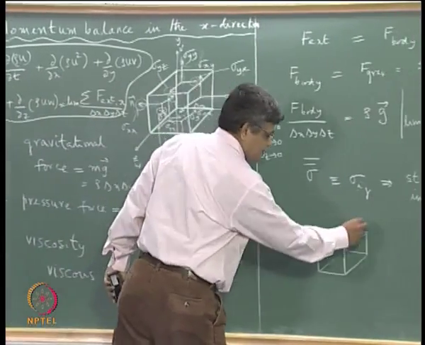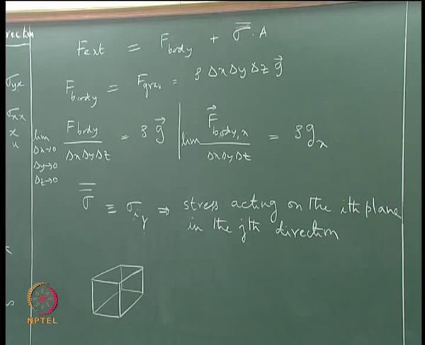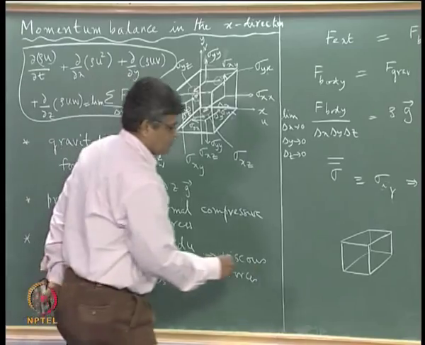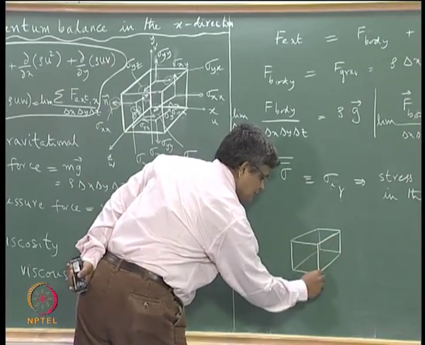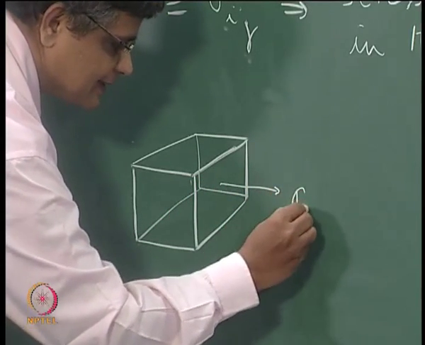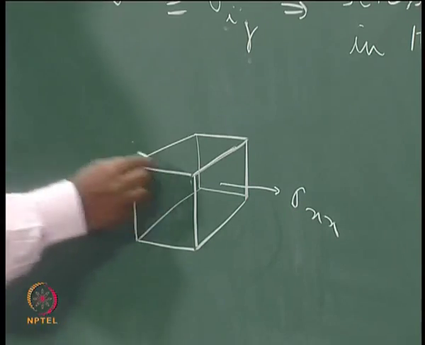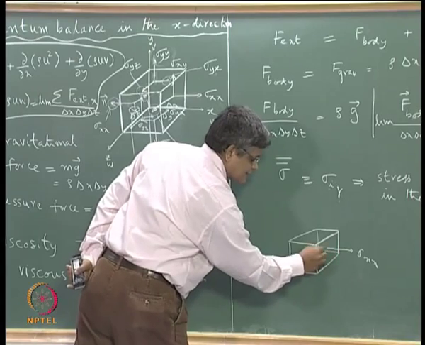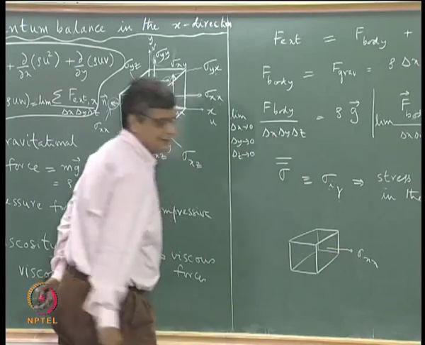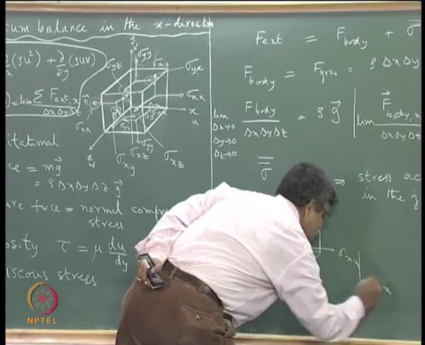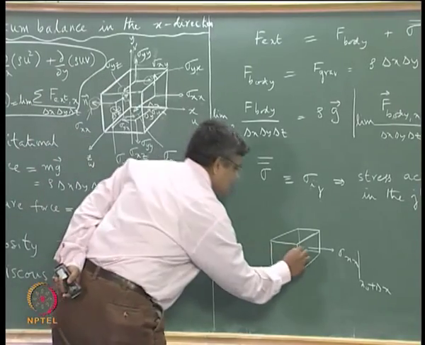Now let us identify the stress components acting in the x direction. We follow the same notation that this is x, this is y, and this is z direction. So when we consider this face, that is the right hand side face, the stress acting is sigma xx, and we put the origin here, and this particular plane is at a distance of x naught plus delta x.